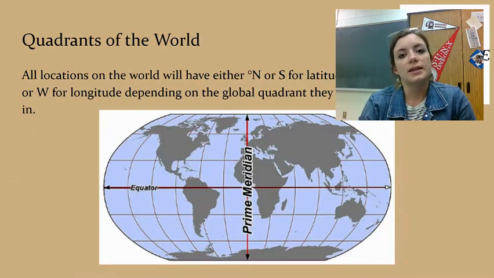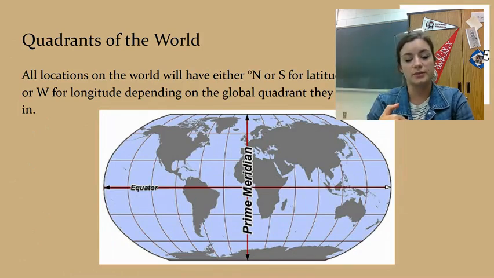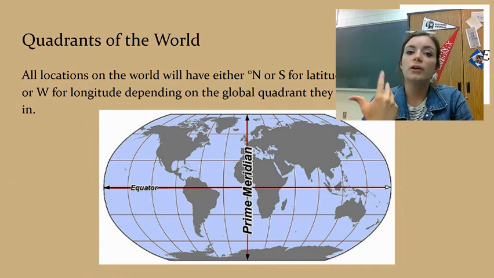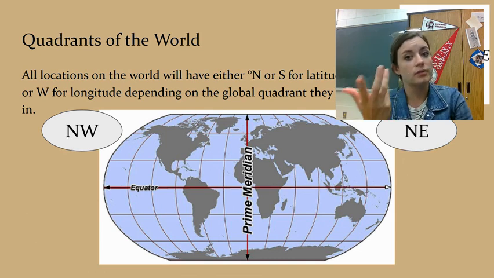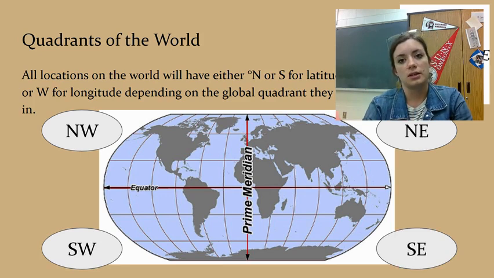All right. So because latitude has the equator that splits our world into the northern hemisphere and southern hemisphere, and the prime meridian splits the world into the eastern hemisphere and western hemisphere, we are going to get 4 quadrants. One quadrant is going to be both in the northern hemisphere above the equator and west of the prime meridian. The northeast quadrant is going to be north of the equator, but east of the prime meridian. The southwest quadrant will be south of the equator and west of the prime meridian, and the southeast quadrant will be south of the equator and east of the prime meridian.